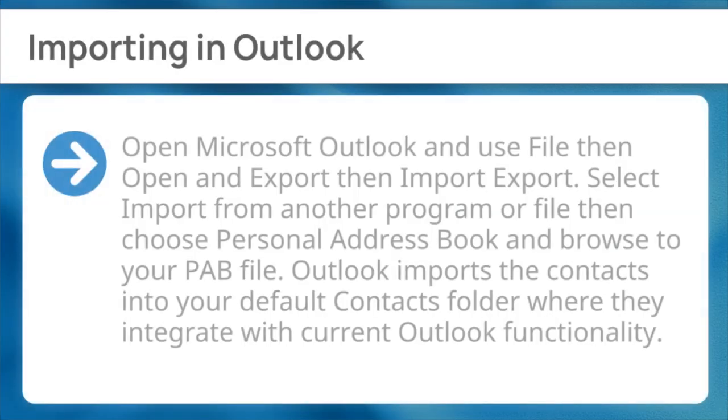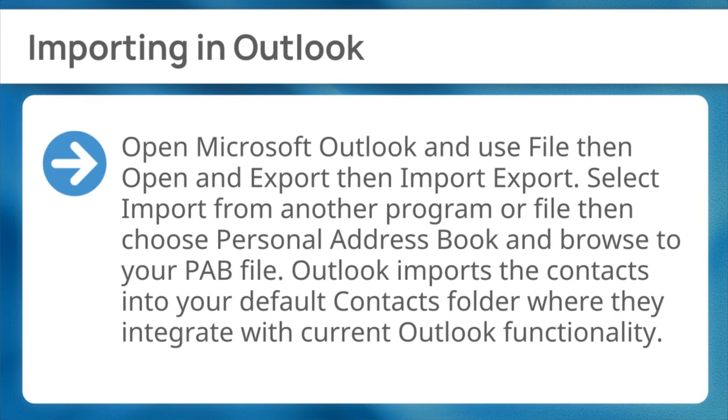First, importing in Outlook. Open Microsoft Outlook and use File, then Open and Export, then Import/Export. Select Import from another program or file, then choose Personal Address Book and browse to your PAB file. Outlook imports the contacts into your default contacts folder, where they integrate with current Outlook functionality.